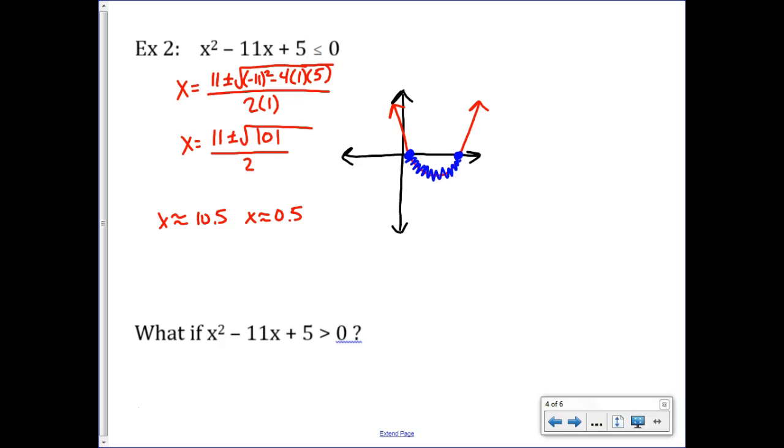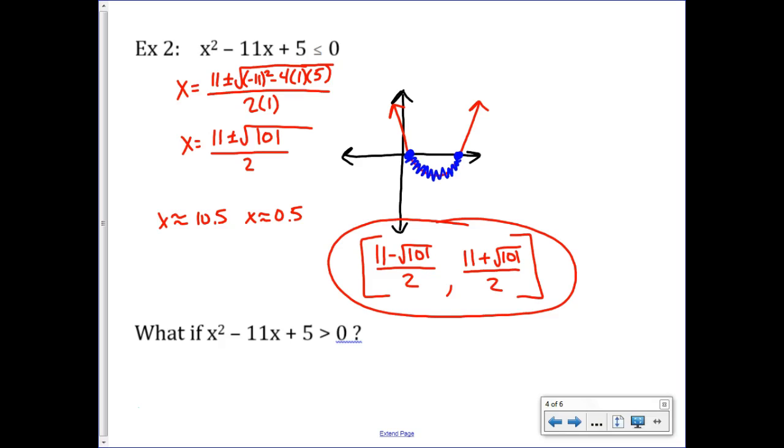So our final answer then is starting at that 0.5, or 11 minus radical 101 over 2, and it goes all the way to 11 plus radical 101 over 2, or about 10.5, and it's including those points. So this is your answer for that.